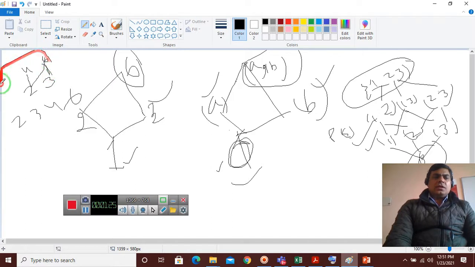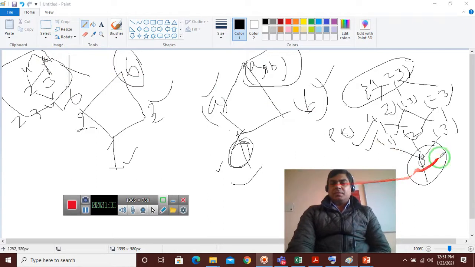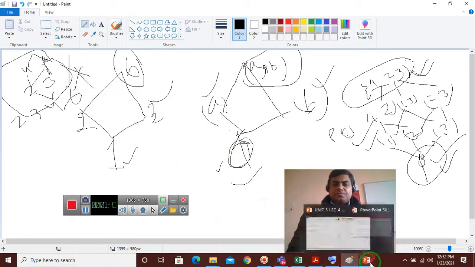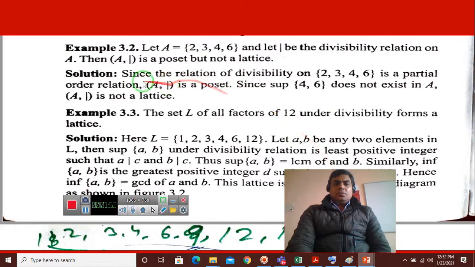So this is the Hasse diagram, but there is no infimum or supremum, so this is not a lattice. But in the diagram we made in the previous class, we have the lowest element and the greatest element, this is an infimum, this is a supremum, so this is called a lattice. But this diagram is not a lattice. Now 4 and 6 have no upper bound in A, so the supremum of 4 and 6 does not exist. I have already explained, so this is not a lattice.